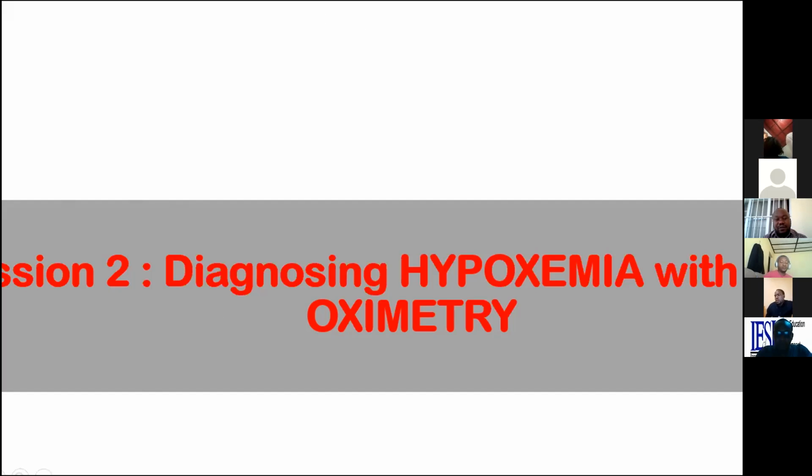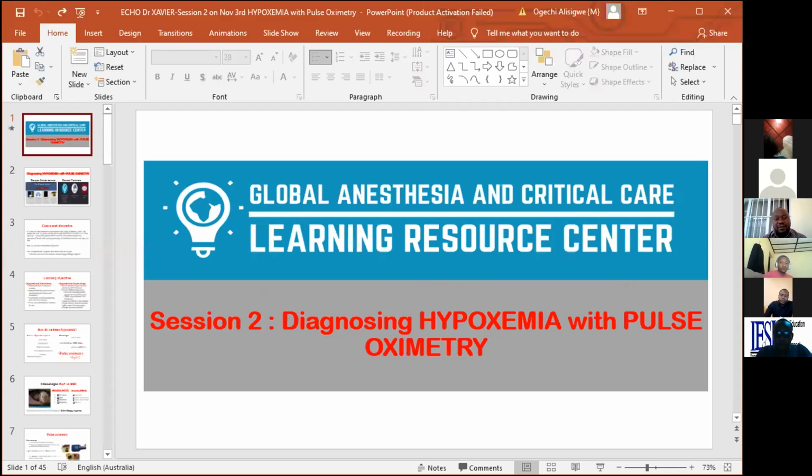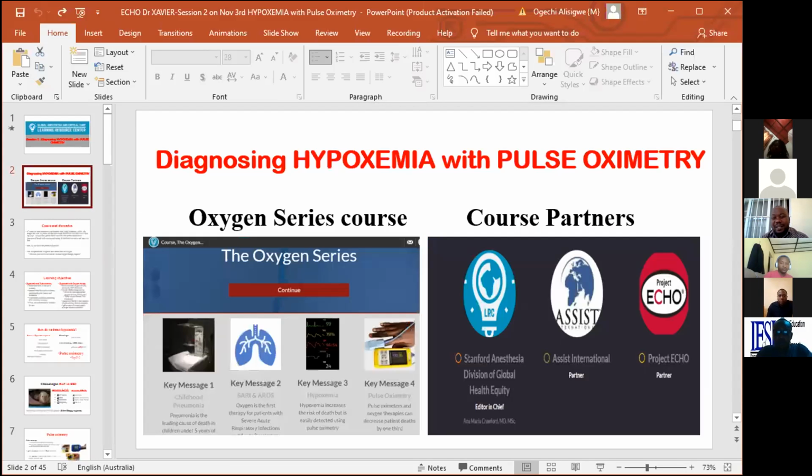The content of this session has been adapted from the Global Anesthesia and Critical Care Learning Resource Center. We are in partnership with Project ECHO, Assist International, and also Stanford Anesthesia Division of Global Health Equity. And today, as we say, we are going to talk about diagnosing hypoxemia with pulse oximeter.